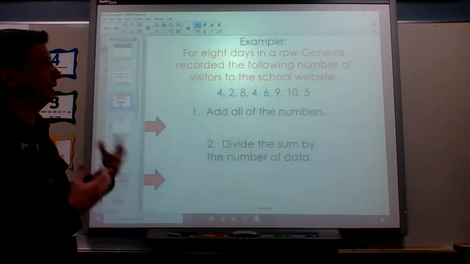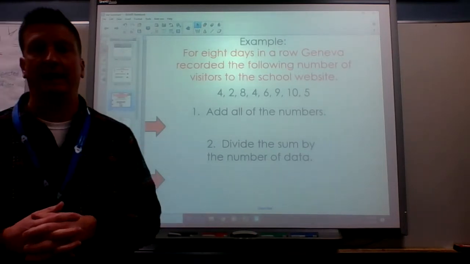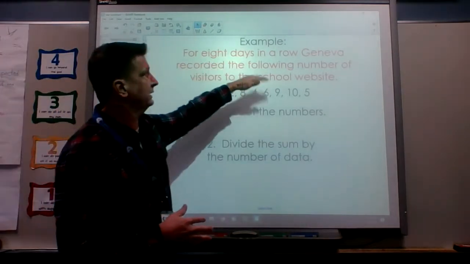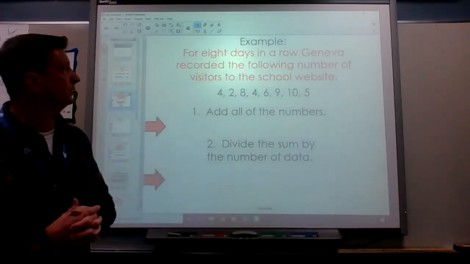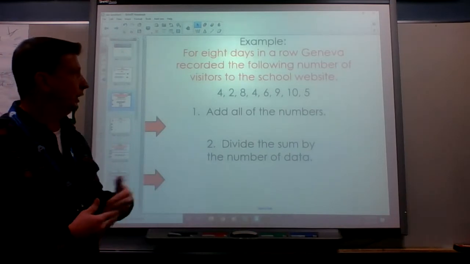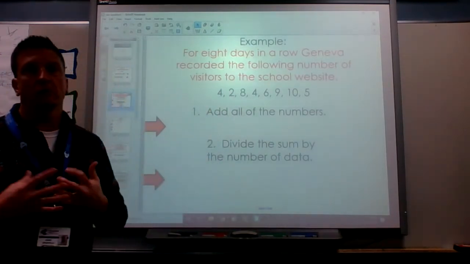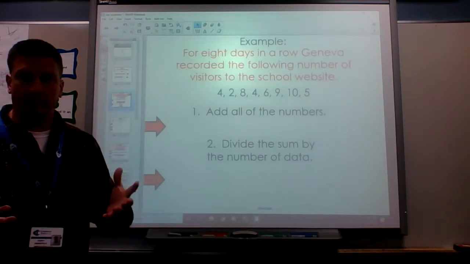If we look at how to do that, here's an example. Our set of data has 8 numbers in it because for 8 days, Geneva recorded the following number of visitors at the school's website. On the first day, we had 4 visitors, 2 visitors, and so on. Of all these numbers, we're going to add them all up.